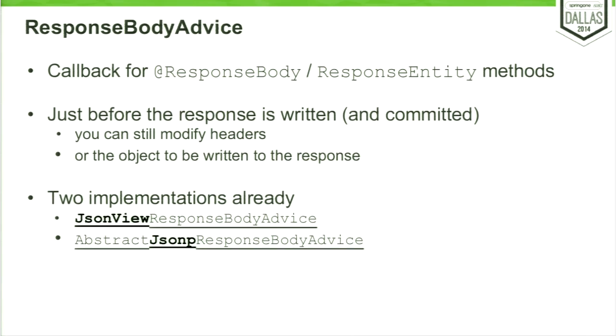Basically, Jackson has a JSON view annotation, which I'll show you in a moment, that allows you to do rendering of a subset of a domain object, if you don't want to render the whole thing, based on a specific request. And we also have JSONP support. How many are doing JSONP in one form or another? Okay, a few hands.